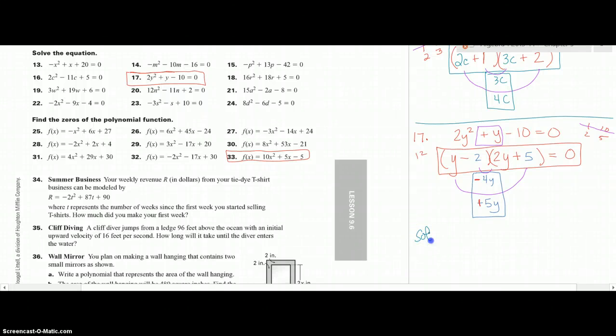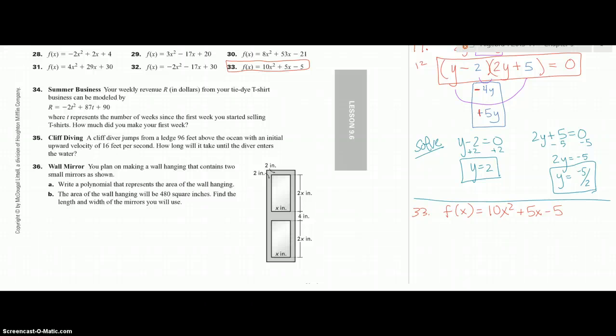Okay? When it says solve, we have to go one extra step. We have to set each factor equal to 0, and solve both equations, just like you normally would. So here we're going to add 2 to both sides, and we get y equals 2. Here we're going to subtract 5 from both sides, and then we're going to divide by 2. So we get 2 answers.